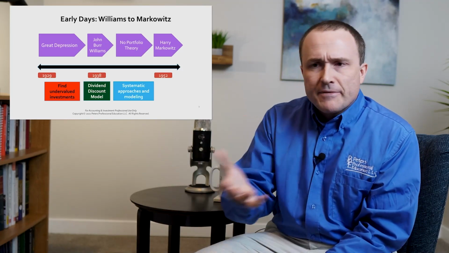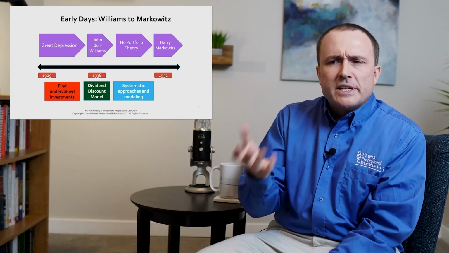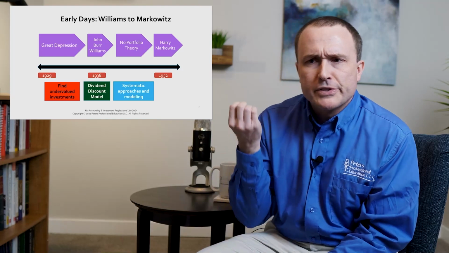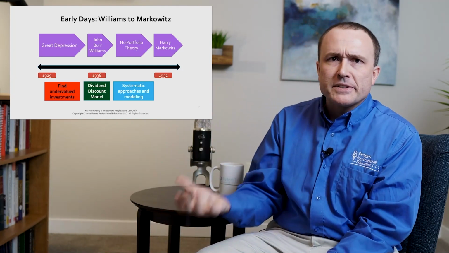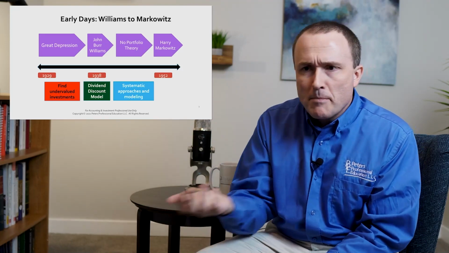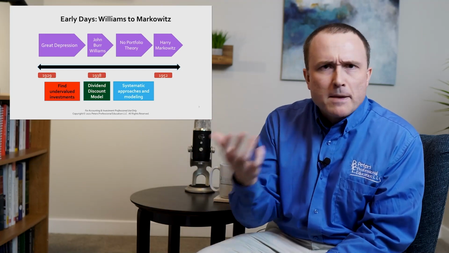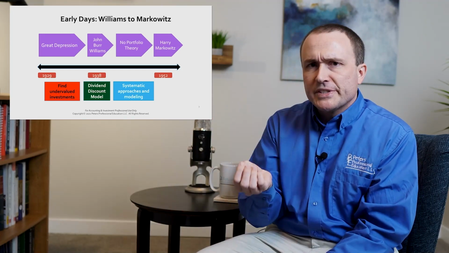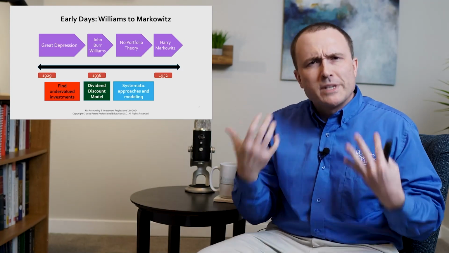After Williams, after we developed this idea of the dividend discount model, we started to see more systematic approaches to investing, and we started to see modeling come about. That really fed into the ideas of Harry Markowitz, which came about in 1952. We're going to be expanding more on Markowitz in a minute, but Markowitz's fundamental idea was that there was a trade-off between risk and return.